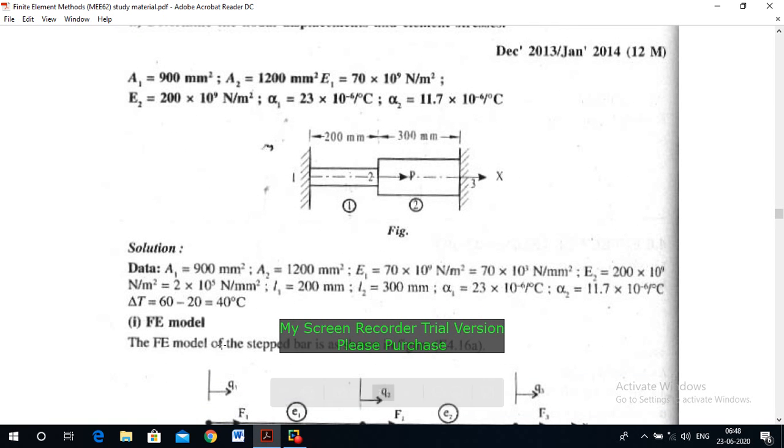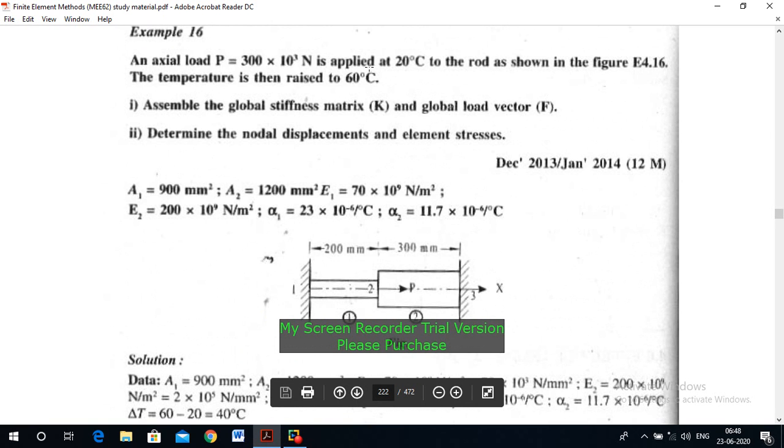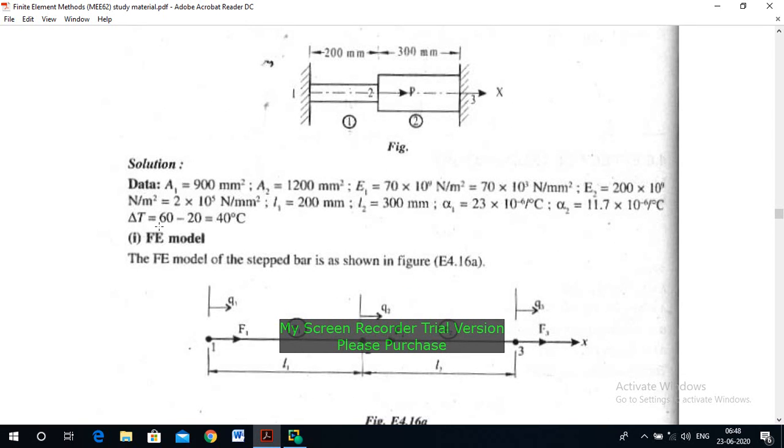And therefore the rise in the temperature, look here, it is applied at 20 degrees Celsius to the rod, and the temperature is then raised to 60 degrees. Subtracting, delta T will become 60 minus 20, which is 40 degrees Celsius.